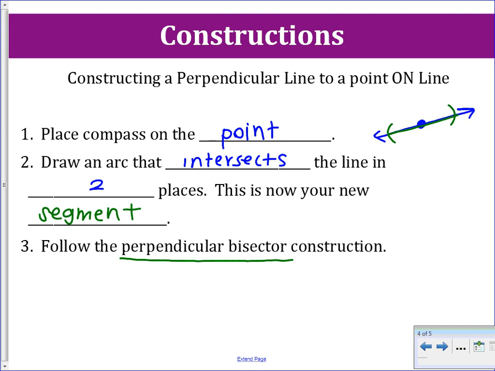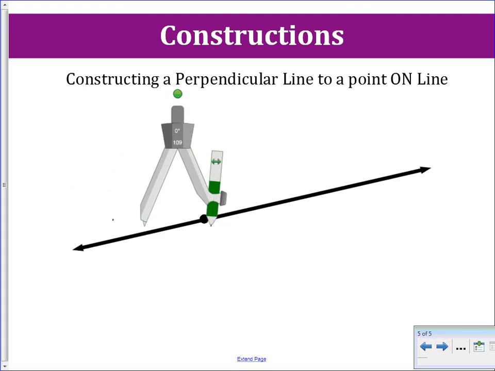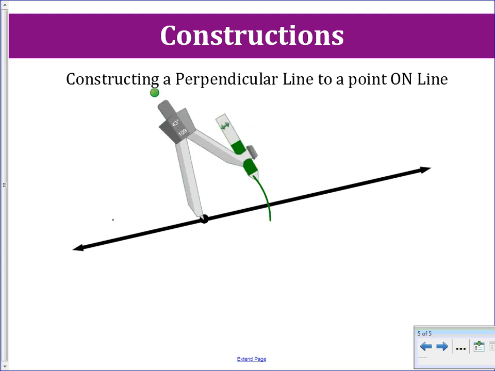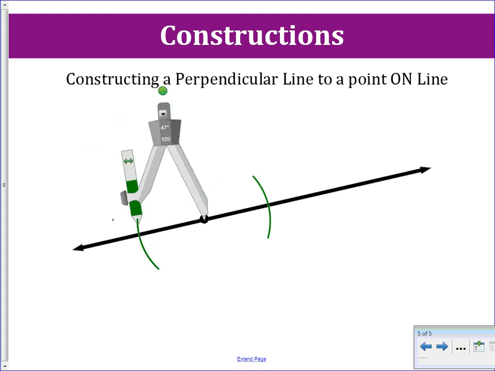So moving on to actually doing the construction, we have our point, we have the line, and the point is located on the line. We are going to take our compass and put it on the point, and we are going to draw an arc on both sides of the point. We're intersecting the line in two places. So we made ourselves the green arc. If we make an arc, we are going to use the arc.